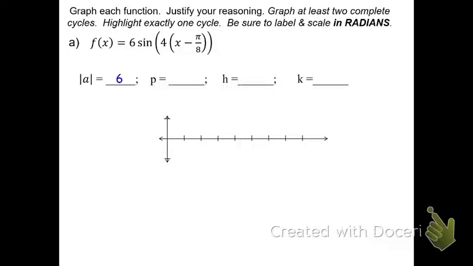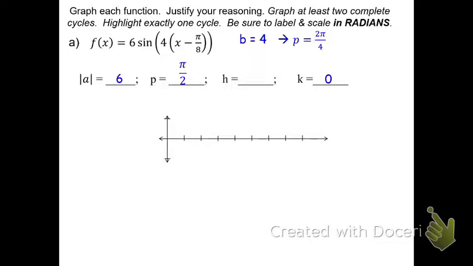Well, the amplitude is 6. To find the period, we need the frequency. In this case, the frequency is 4, which tells me that 2 pi divided by 4 is going to give me a period of pi over 2. There is no vertical shift. There's nothing added outside of the parentheses for the sine.